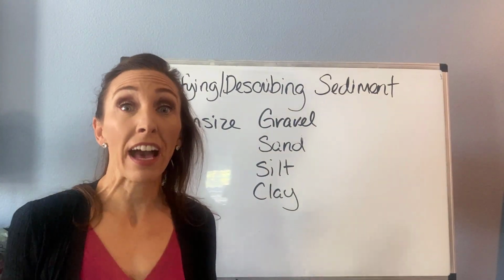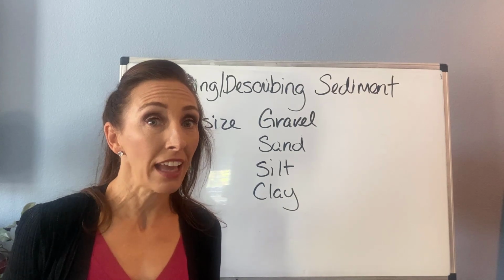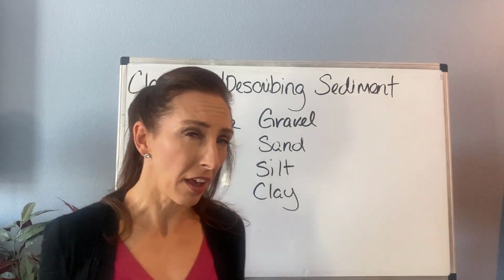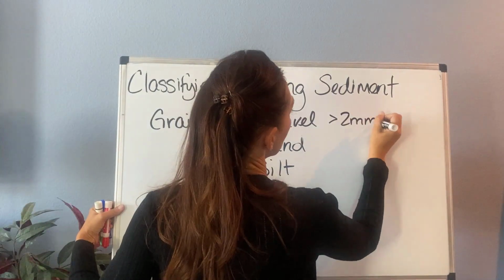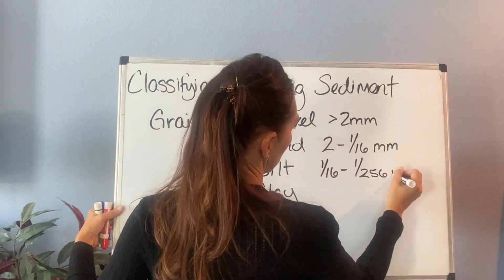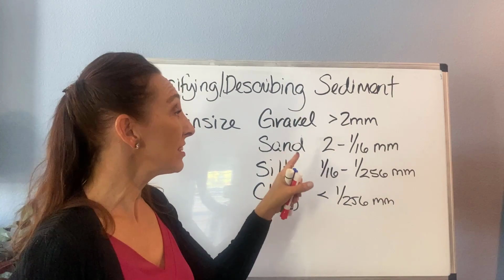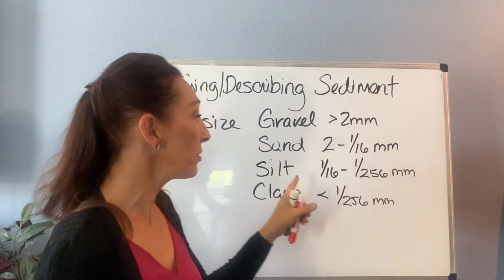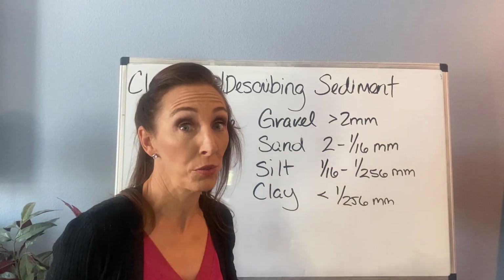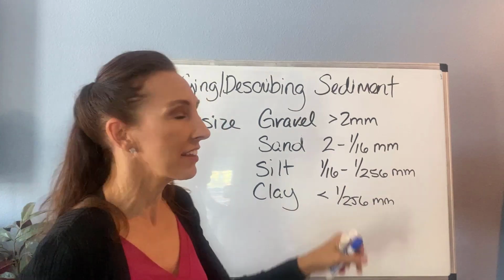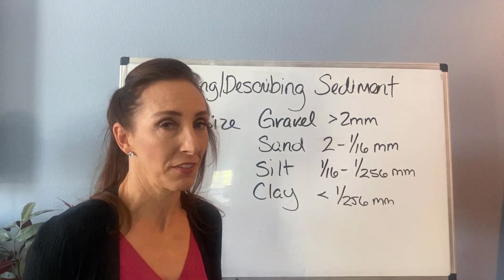They actually do have actual sizes. I'm going to write those now and then talk about why that's probably not super critical to you. Okay, so gravel is greater than 2 millimeters, sand is 2 to 1/16 of a millimeter, silt is 1/16 to 1/256 of a millimeter, and clay is less than 1/256 of a millimeter.